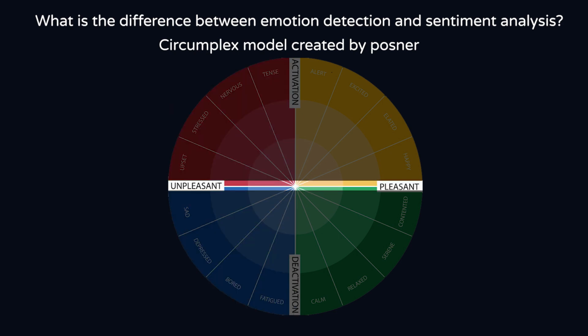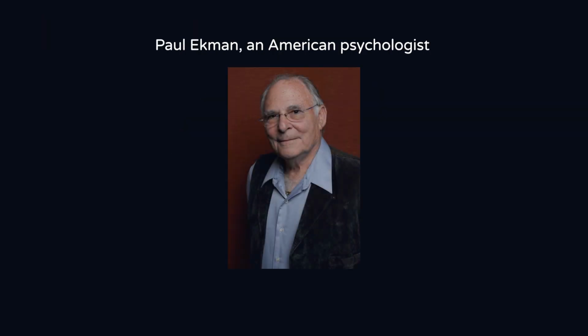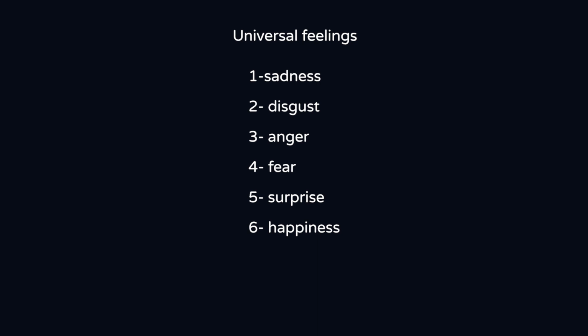Sentiment analysis only focuses on the x-axis of the emotion. For example, let's say a review, from -10 to 10, how positive or negative it is. This is sentiment analysis. When we do emotion detection, we are looking at the entire circle. But according to Paul Ekman, an American psychologist, there are 6 universal emotions agreed upon around the world: sadness, disgust, anger, fear, surprise, and happiness.